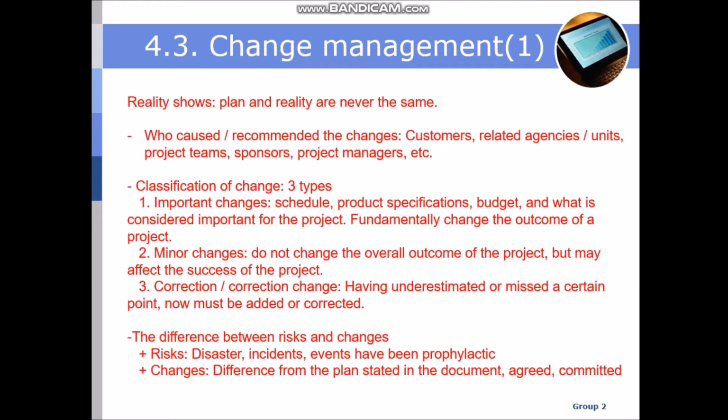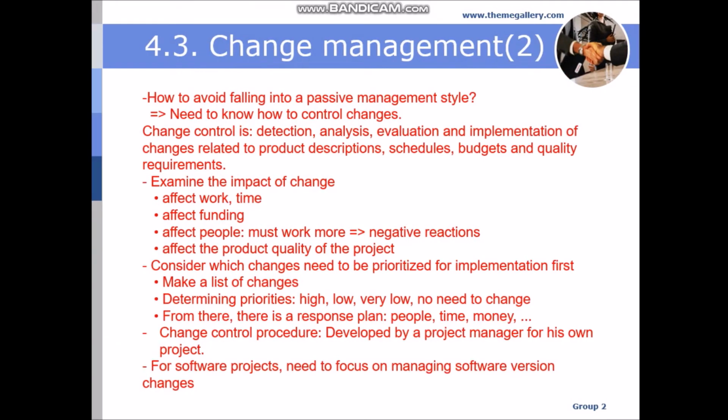The difference between risk and change. Risk: there are disasters, accidents, events that have been guarded against. Change: they are different from the planned state and the documents committed. So how to avoid falling into the passive management style? We need to know how to control the change.